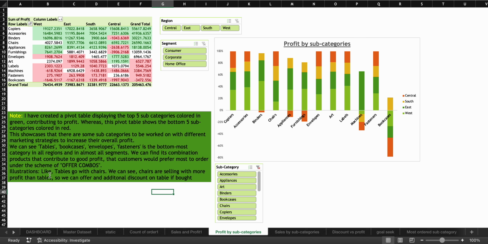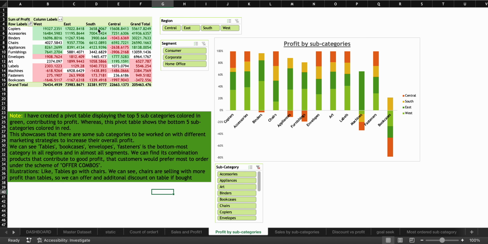So yeah, suppose tables go with chairs, or maybe you can say that bookcases and accessories can go together. You can apply bookcases, or maybe copiers. You can give a good combo for them and apply some discounts, so that even the sales of these things and the profit for these things also come up. So the company can do all that in terms of the subcategories that we've stated here.